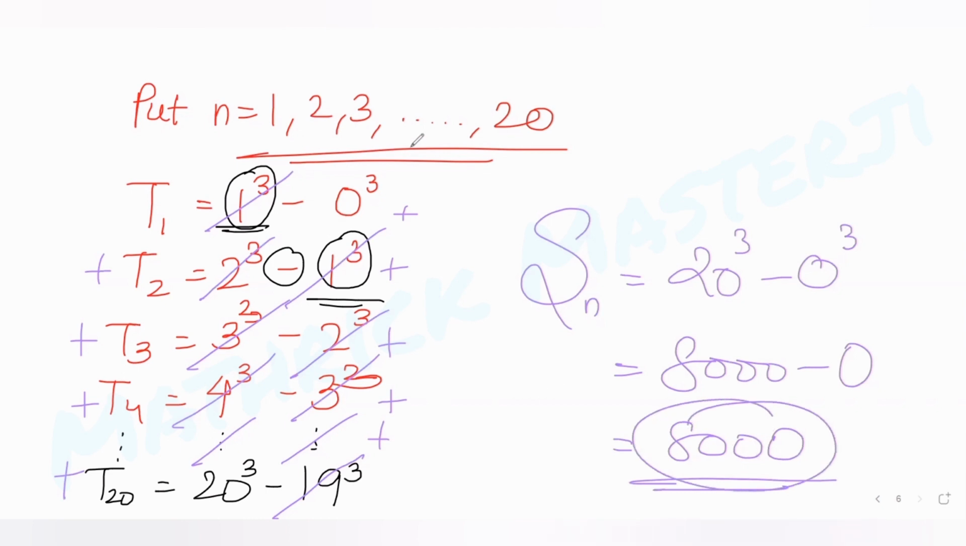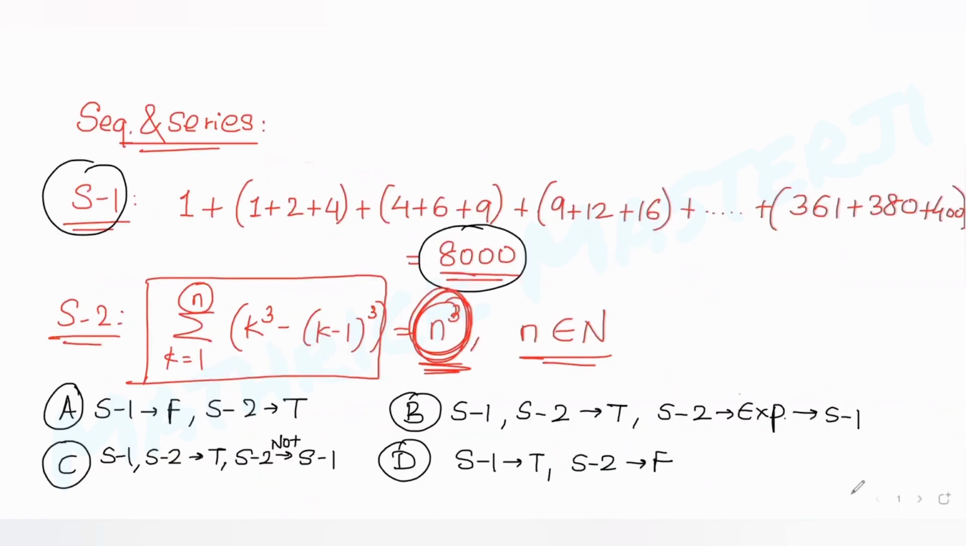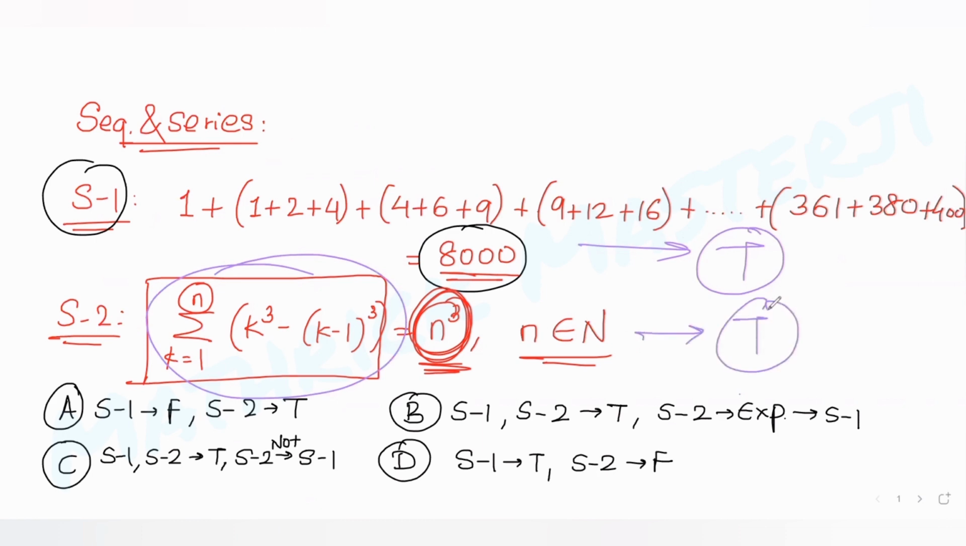So once you get the value of n as 20, you just put that in the expression of Tn and add all of them. You get Sn, and that sum comes out to be 8,000, and that tells you statement 1 is true. And we got the value of n from statement 2, so statement 2 is also true. Both of them are true, which means you cancel out your answer choices A and D. You're left with B and C.